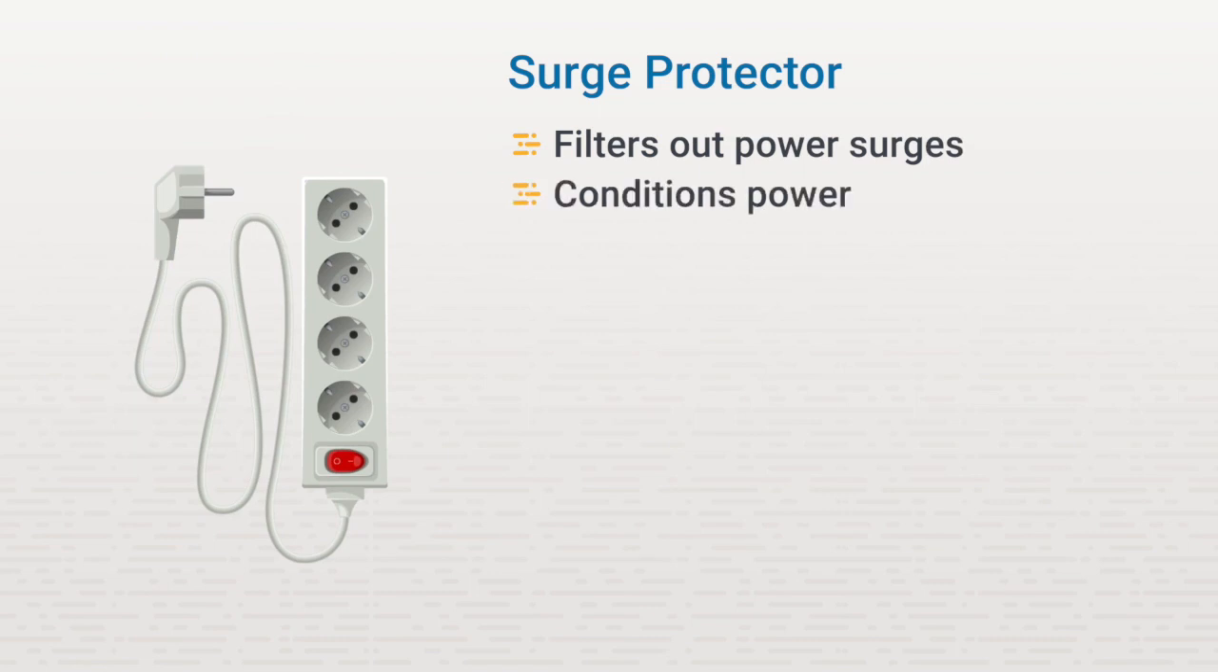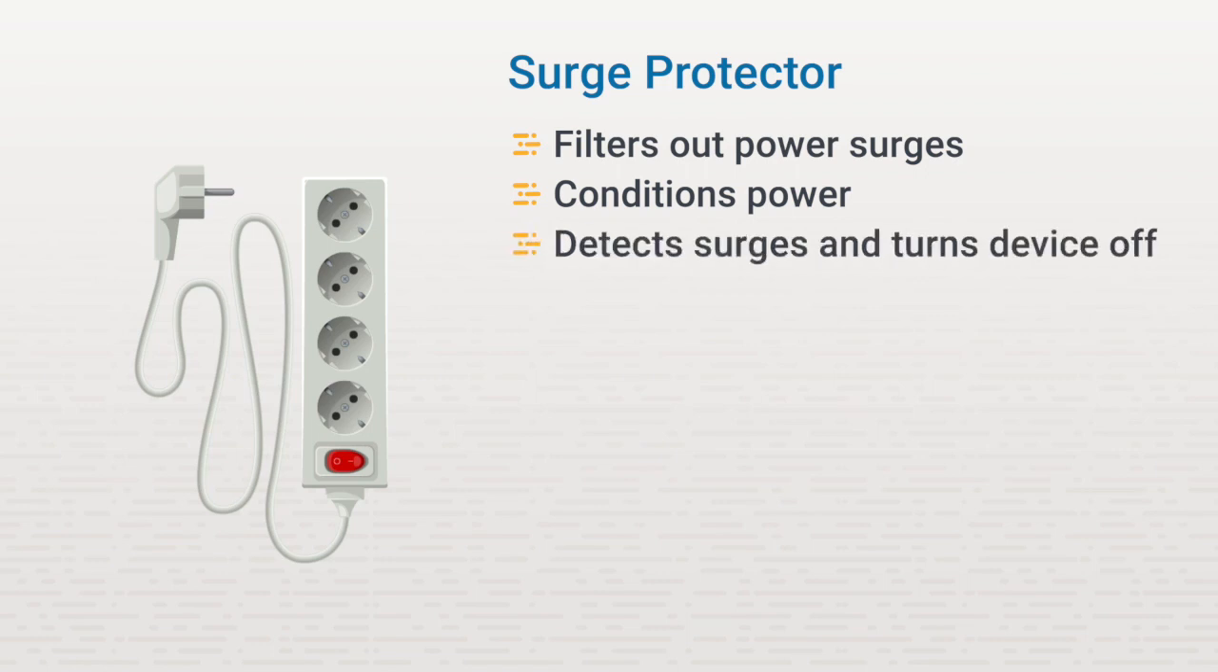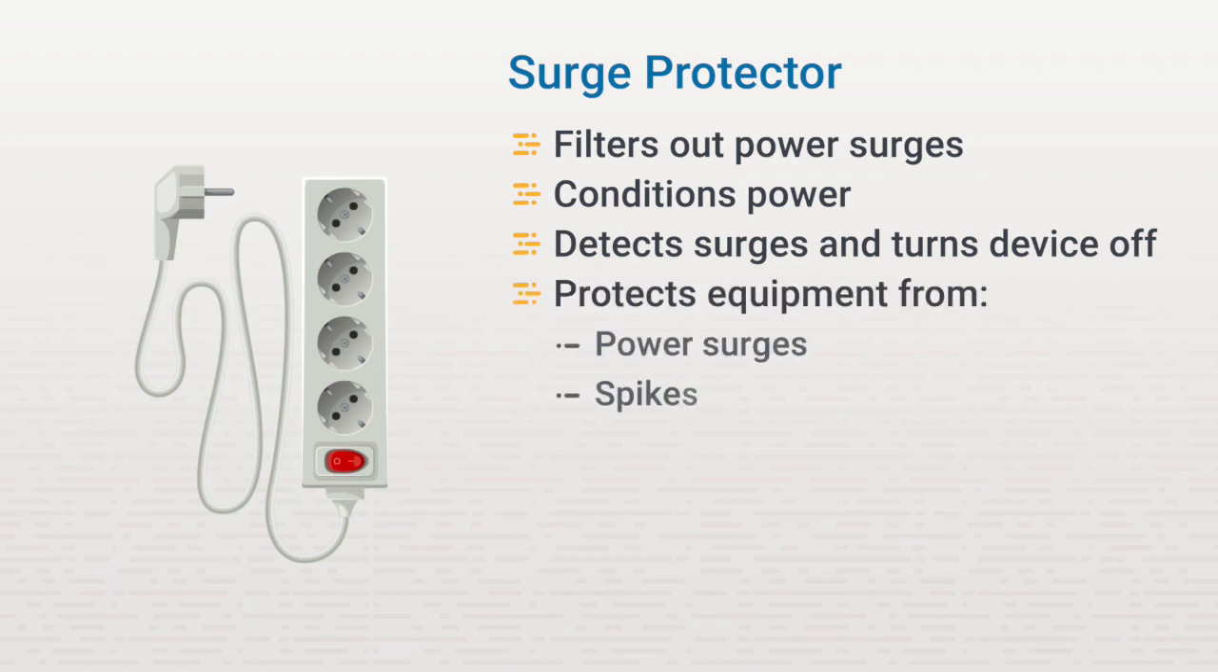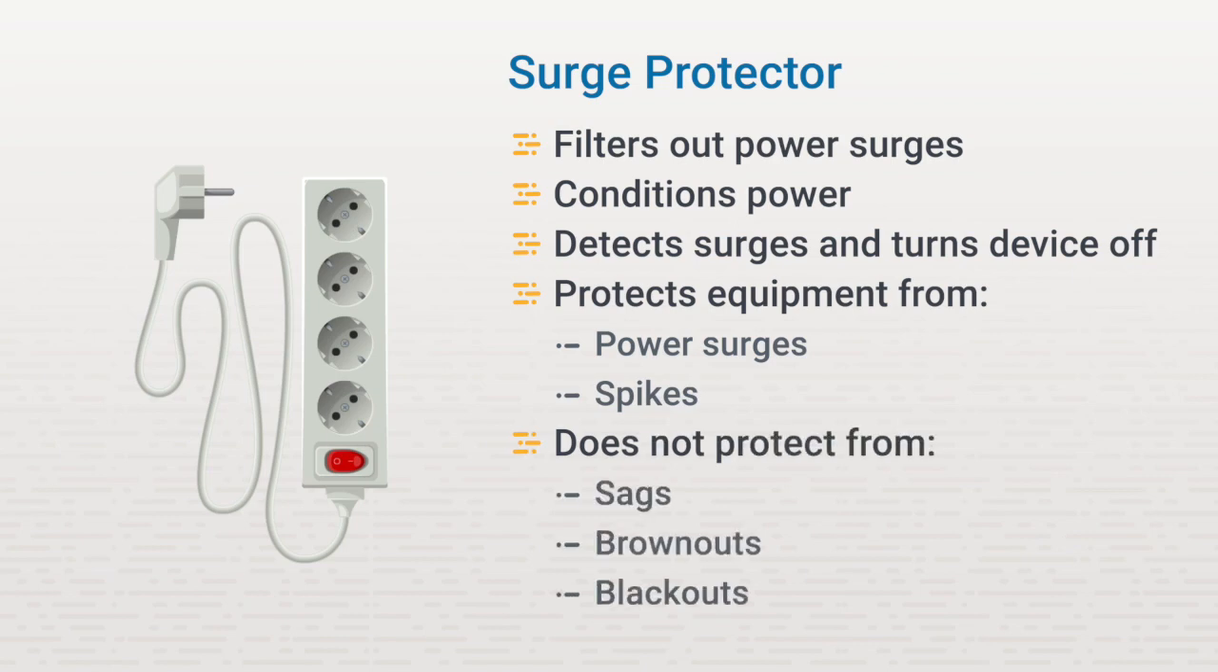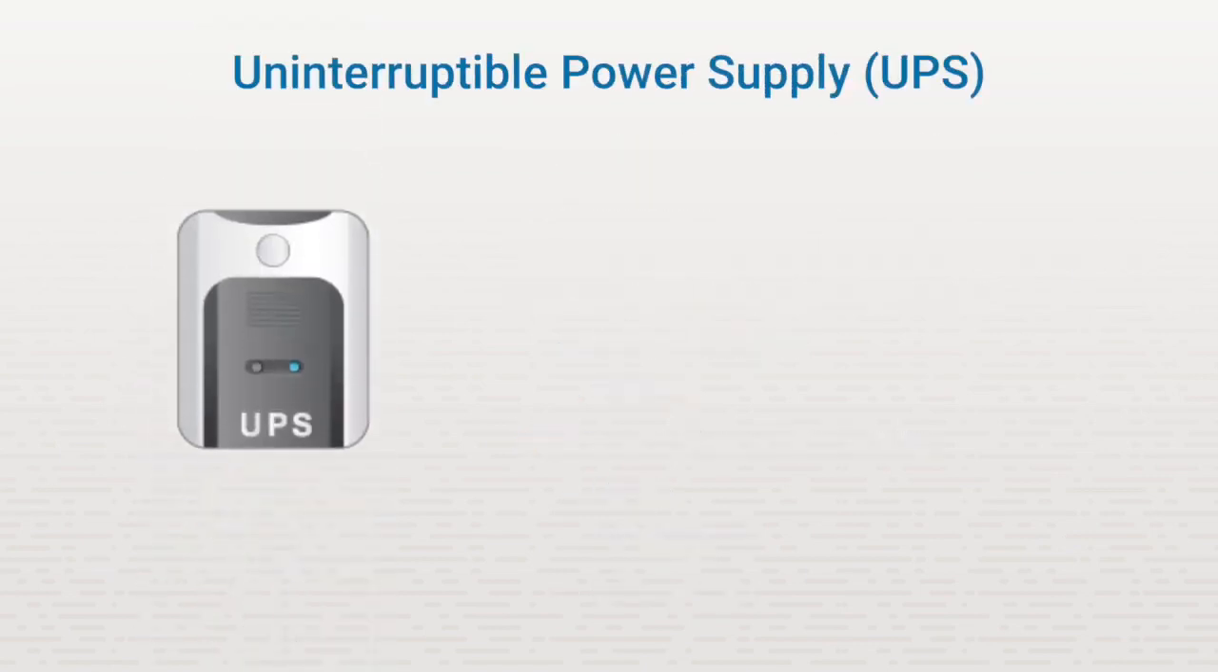Suppressors condition the power, keeping too much from reaching the device. Protectors detect the surge and turn the device off before damage can happen. These devices are good, but they only protect you from surges. Surge protectors don't protect you from power sags, brownouts, or blackouts. To protect systems from those problems, you need to use an uninterruptible power supply or UPS.